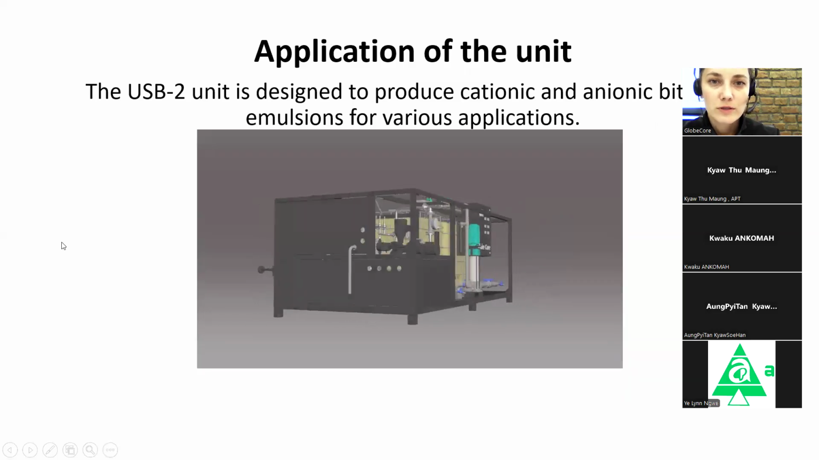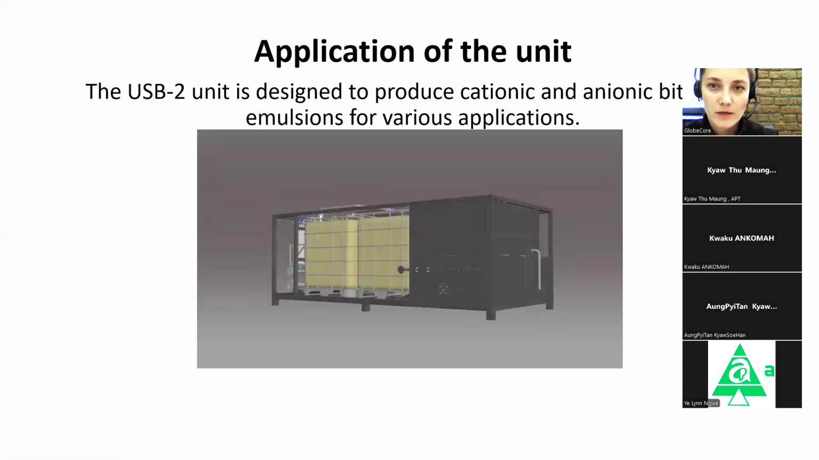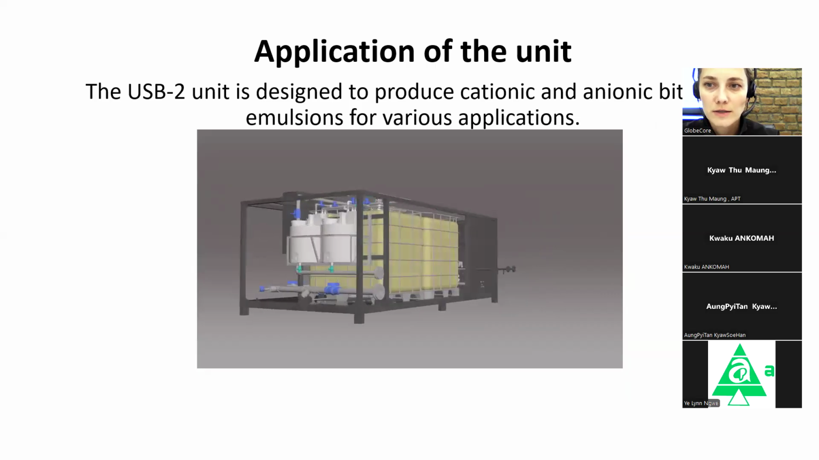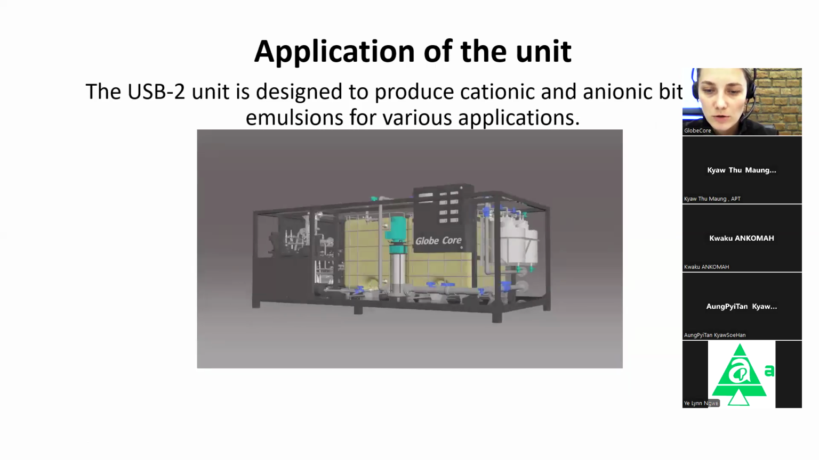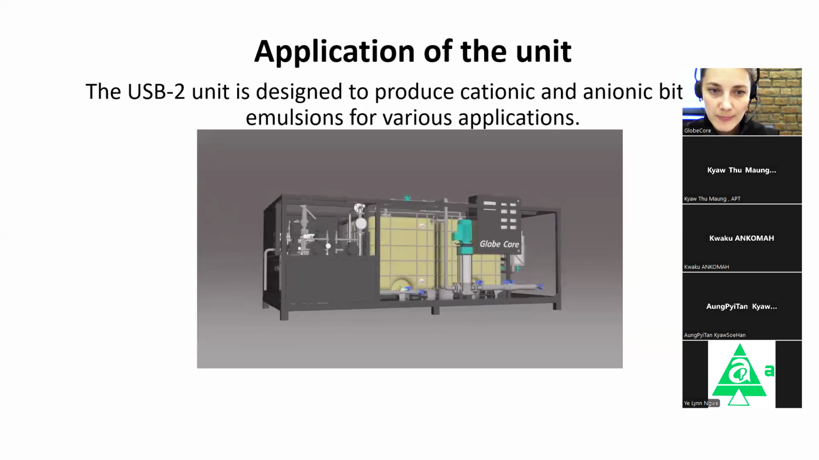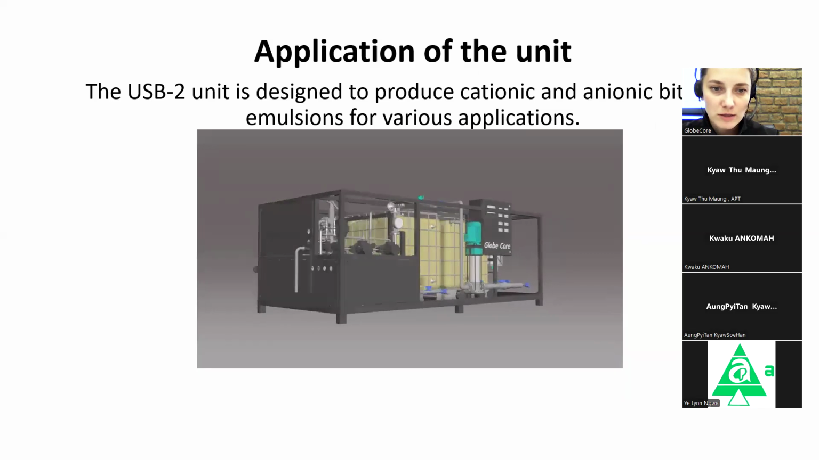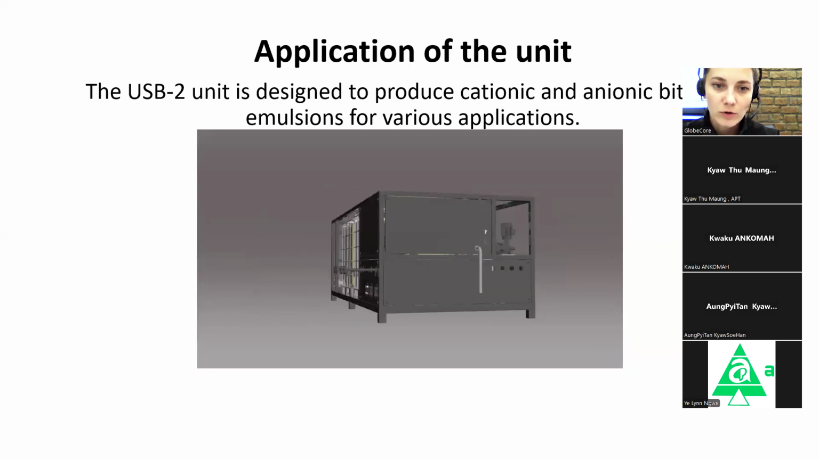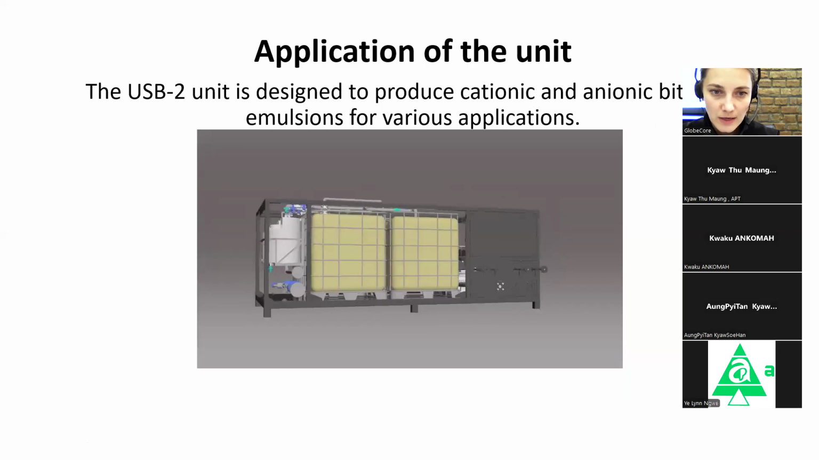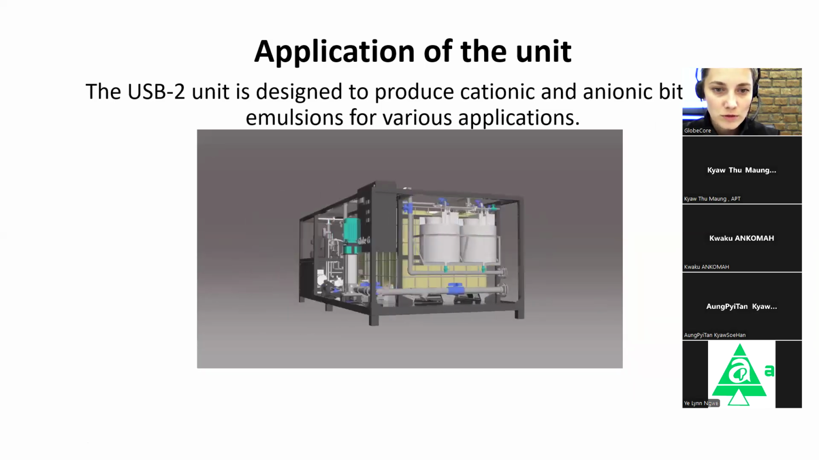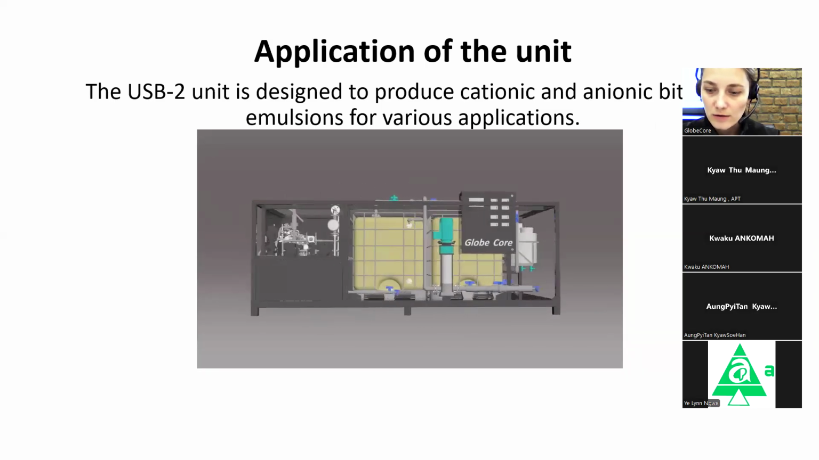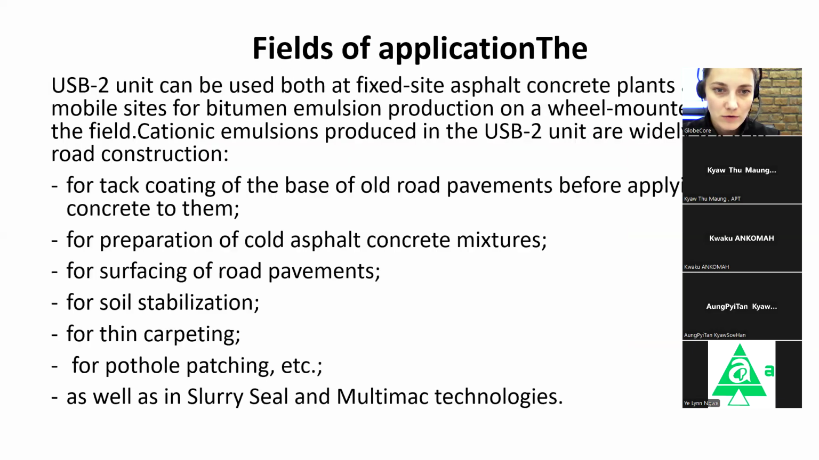So today we're going to talk about different applications of GlobeCore units designed to produce bitumen emulsions and modified bitumens. In this picture, you can see the standard arrangement of the GlobeCore bitumen emulsion machine. Further, we'll discuss in more detail the composition and the design of that machine.